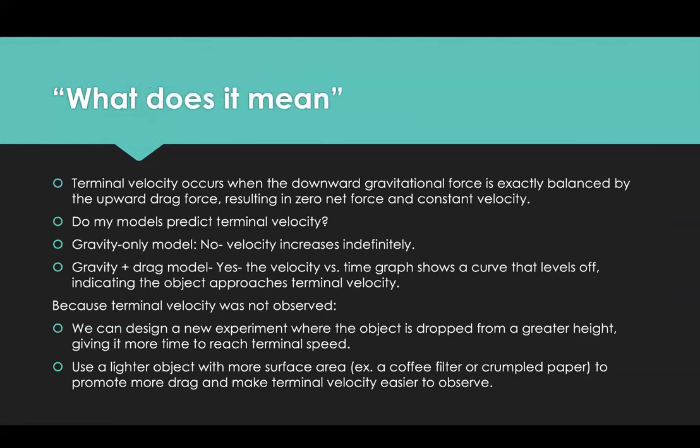And then, what does it mean? So do my models predict terminal velocity? For my gravity-only model, no. And for my gravity plus drag model, yes. Because terminal velocity was not observed, we can design a new experiment where the object is dropped from a greater height, or we can use a lighter object, for example a crumpled paper.